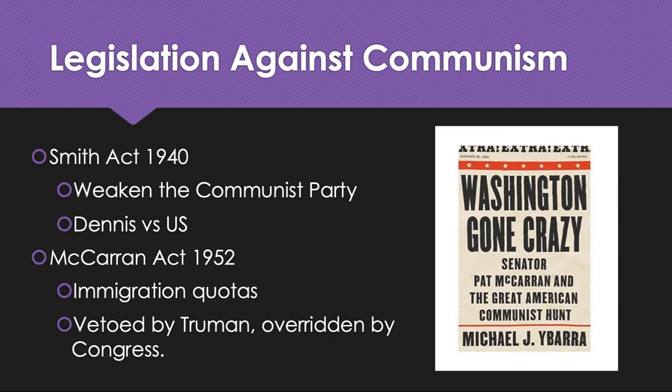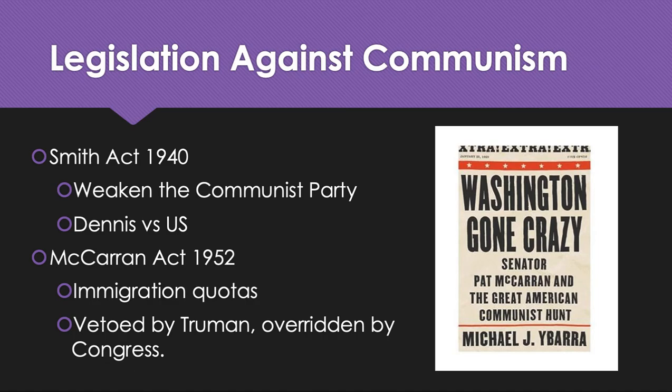Raymond Dennis, who was a member of the Communist Party, is going to fight against the Smith Act, stating that it violated the First Amendment. The Supreme Court is going to find that the Communist Party, and listen to this language, presented a clear and present danger to the United States, and the Smith Act could therefore limit the speech of the Communist Party to incite others to join the Communist Party and potentially overthrow the United States.